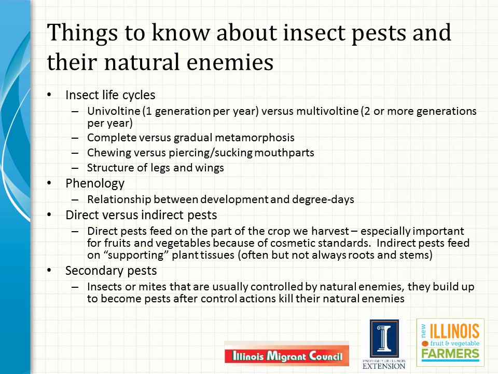Indirect pests feed on supporting parts, often roots, stems, and leaves, though in some cases those parts are the ones that we intend to harvest. Think of beets, carrots, and spinach.